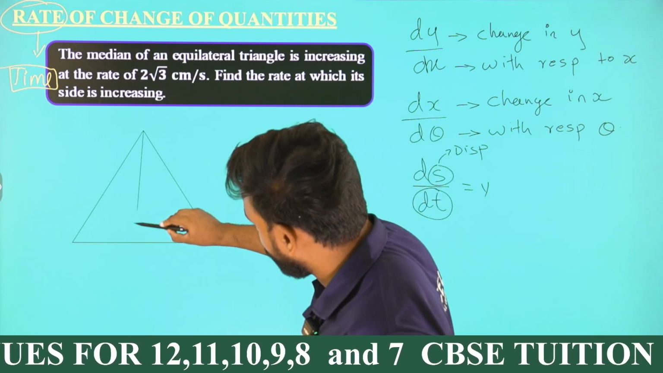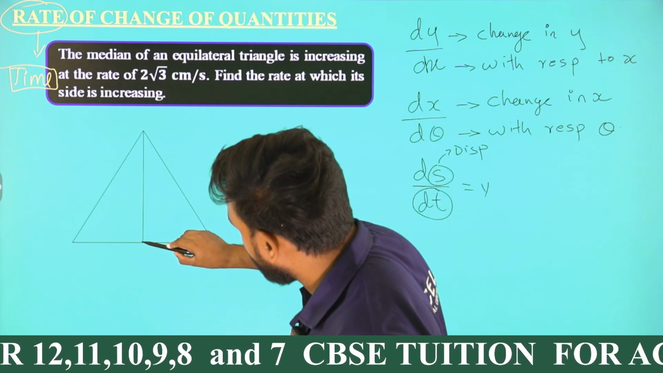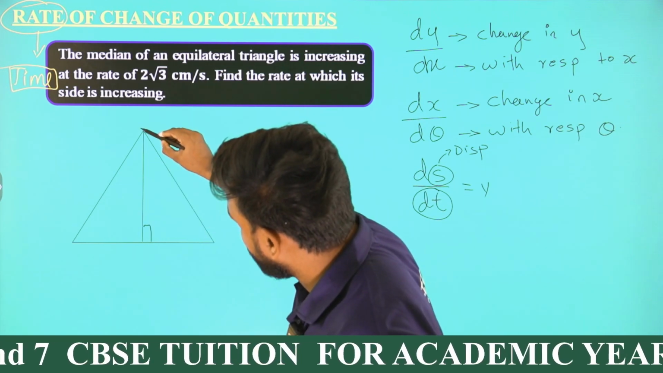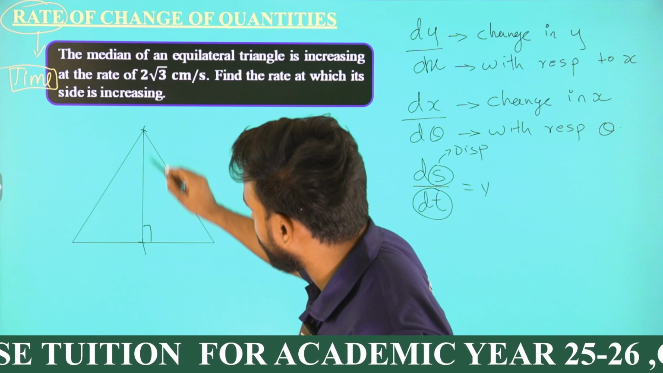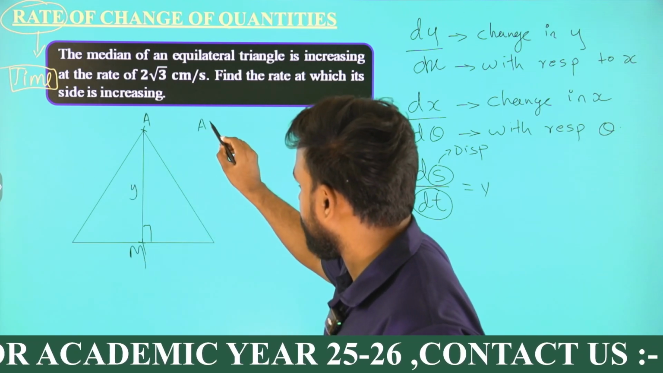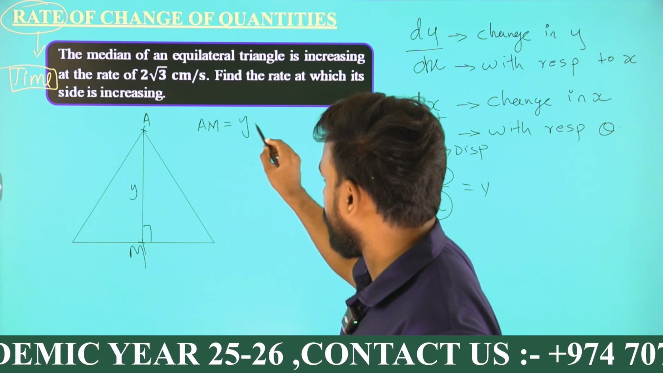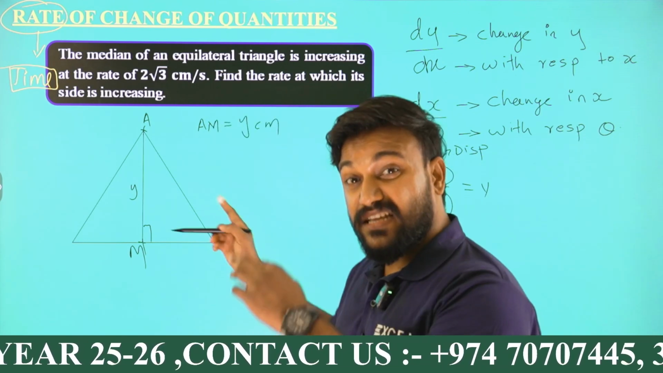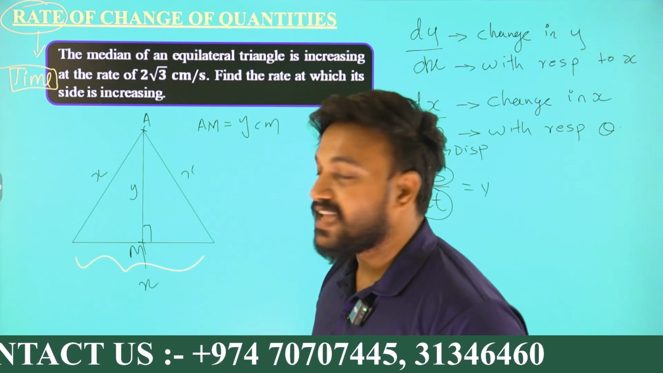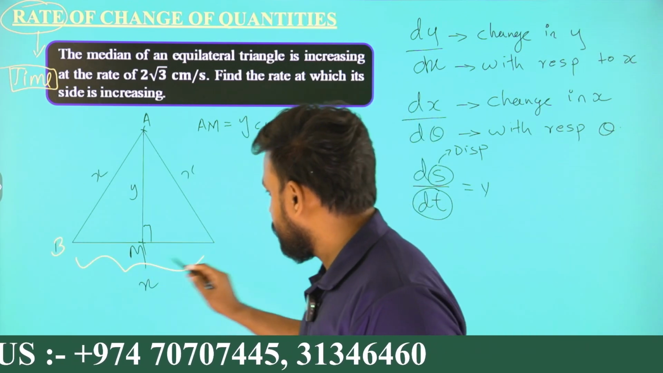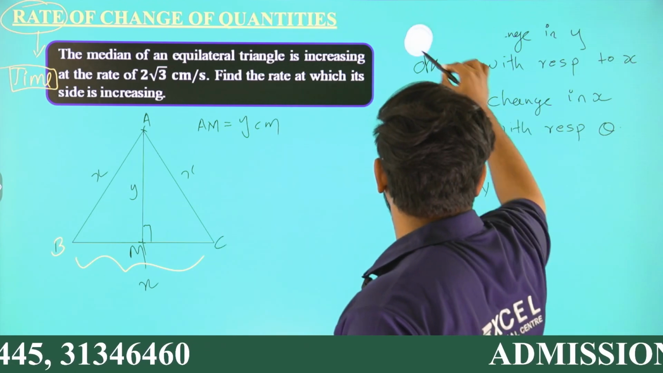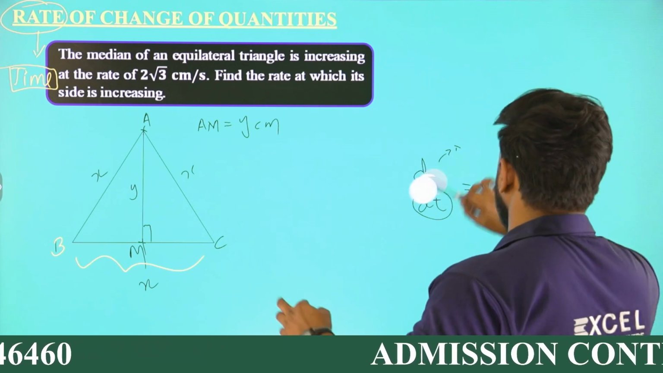So what is the median? From one vertex, the perpendicular to the opposite side is called the median. You can see the length of the median, AM, I'm calling it y. So AM is equal to y centimeters. And it's an equilateral triangle, so all the sides will be what? x centimeters. A, B, C. Ready? Just focus here. This is the information they have given.